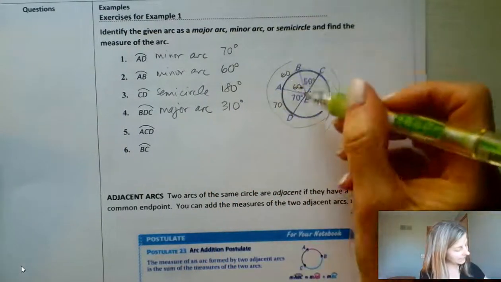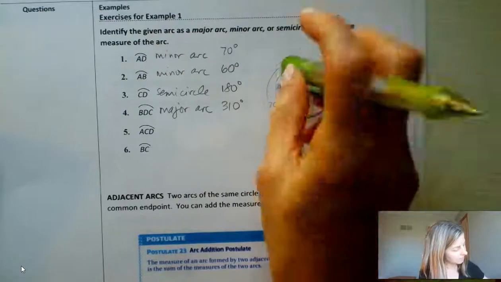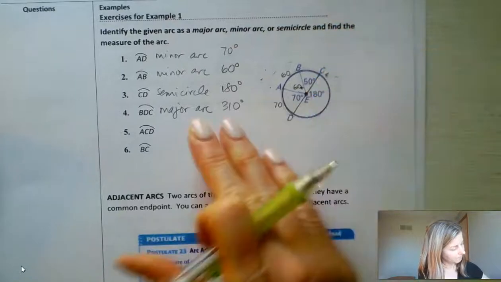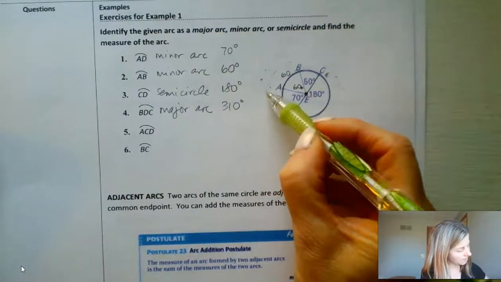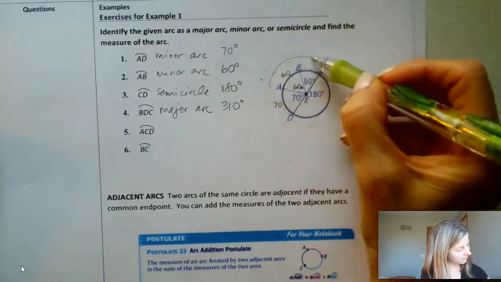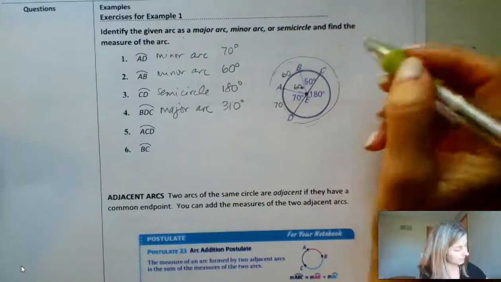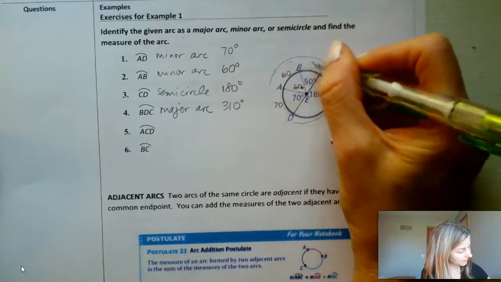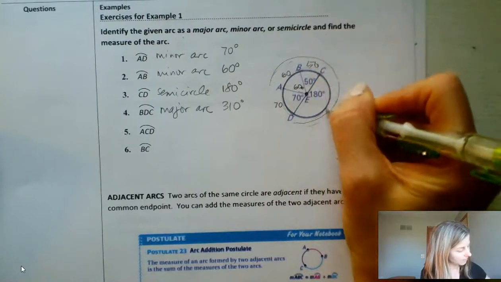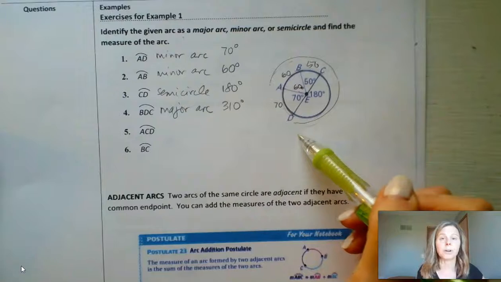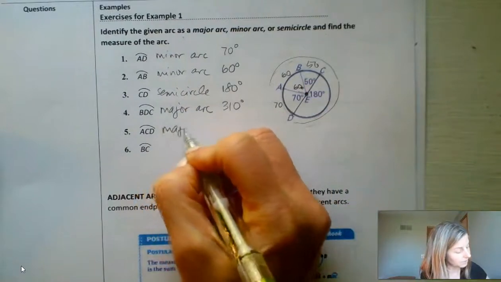Okay, ADC. So A, let me try to erase here. I'm going A, oh, I have to go through C. So I have to go A through C, stop at D. So I could do the same thing I did on the last example. This time I'll add. So I know this one's 60, I know this one is 50, and I know that's 180. So if I do 60 plus 50 plus 180 gives me 290 degrees. So that is a major arc, and it's 290 degrees.